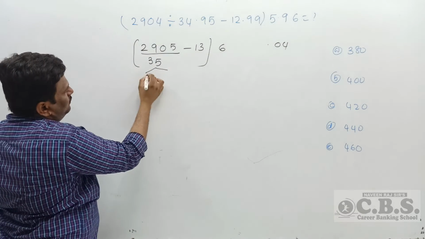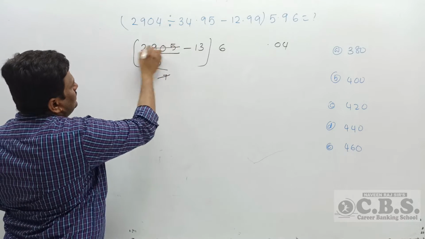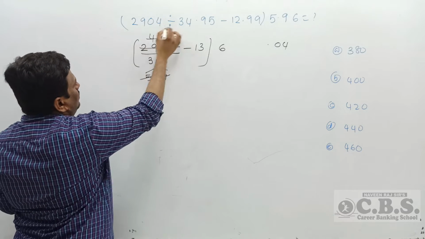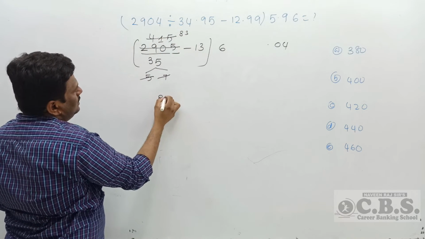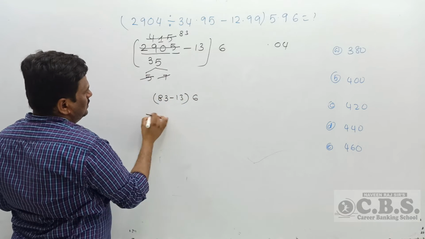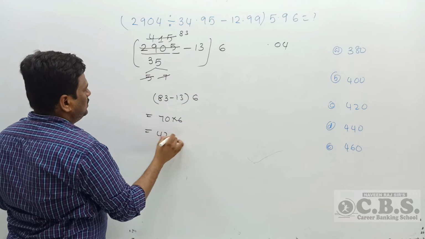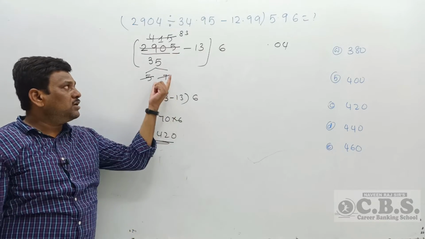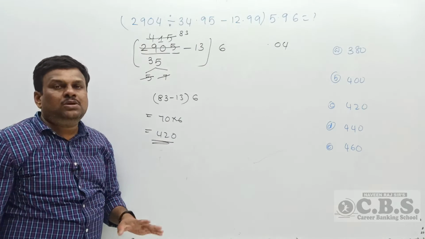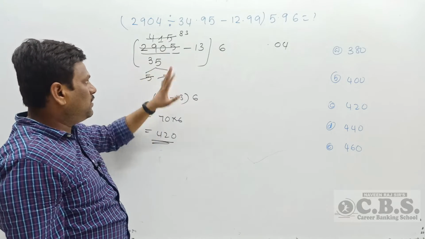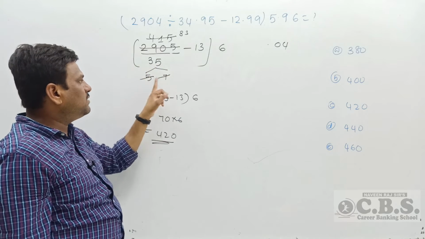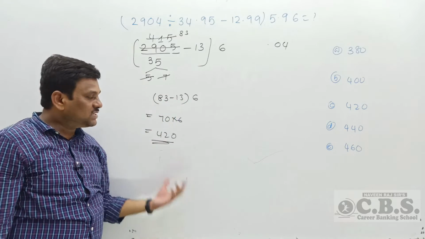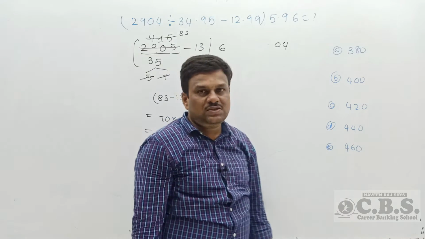So what is the prime factorization of this one? 5 and 7. What is the highest prime? 7. 7 4s are 28, 7 1s are 7, and 7 5s are next to the 5 table. So 83 minus 13 into 6, 70 into 6. What's your answer? It's 420. Okay, so 420 is the right answer. Option C is the right answer. Always divide with prime factors only, and you get a very accurate answer. So don't take it as 34. 35 has primes 5 and 7. Divide with 7 first, then divide with 5. 83 minus 13 gives you 70. 70 into 6 is 420. It is available in option C, the accurate answer.